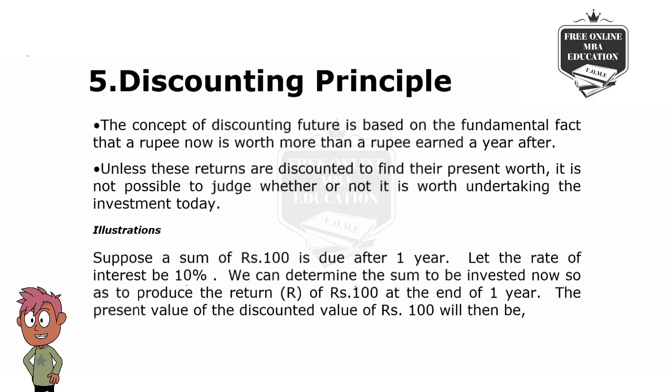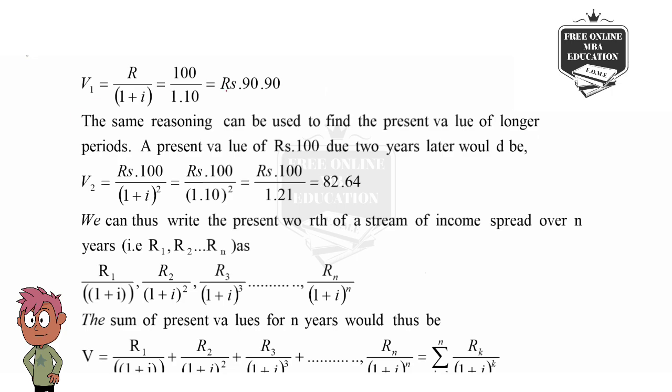Now we can determine the sum to be invested now so as to produce a return of rupees 100 at the end of 1 year. So the present value, the discounted value of rupees 100 in this scenario should be 90.90. Now, this same reasoning can be used to find the present value for longer periods.